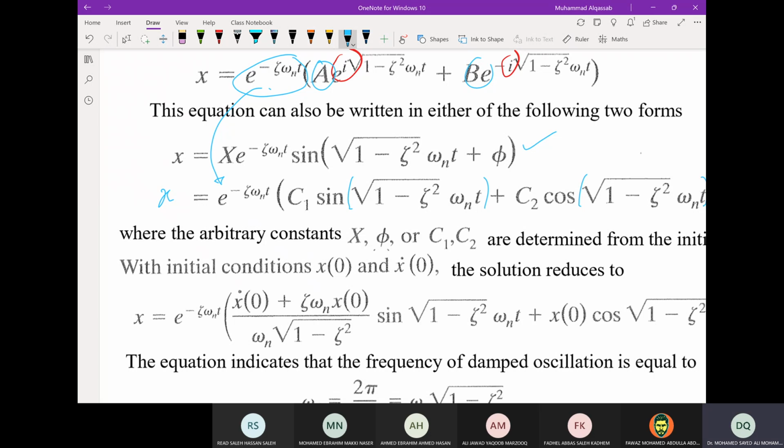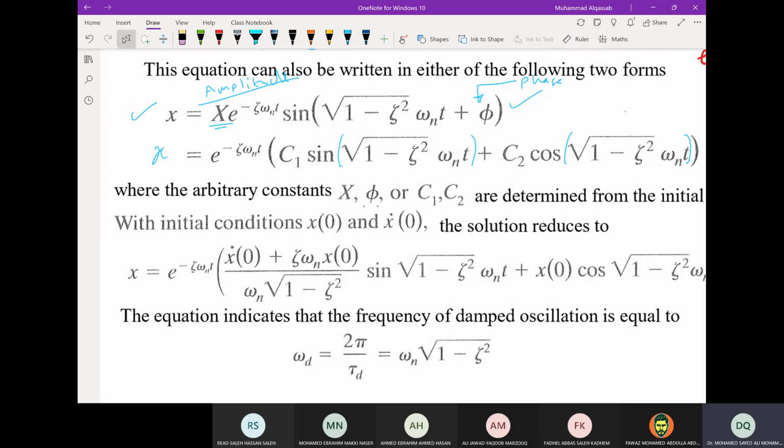And we did this for the undamped system as well, that we can either write sine plus cosine or just one term, sine with phase. But the good thing about this form, the first one here, is that this is the amplitude and this is the phase. The amplitude is changing, and this is the phase.